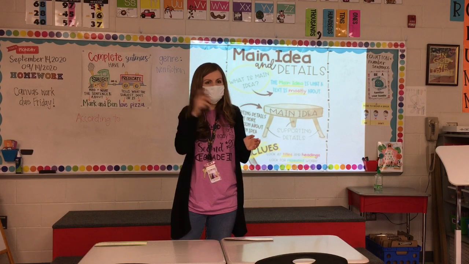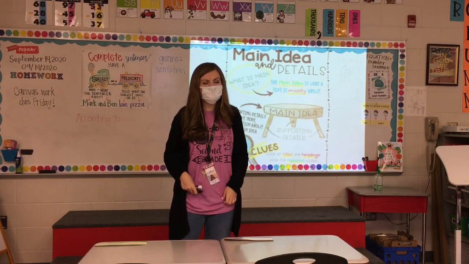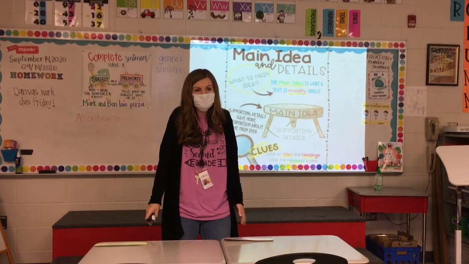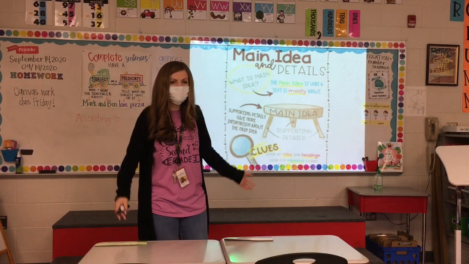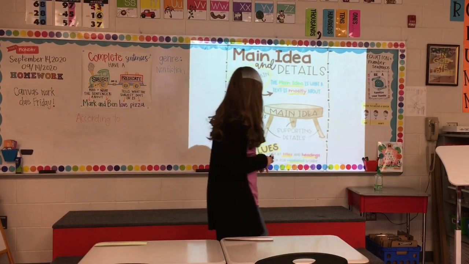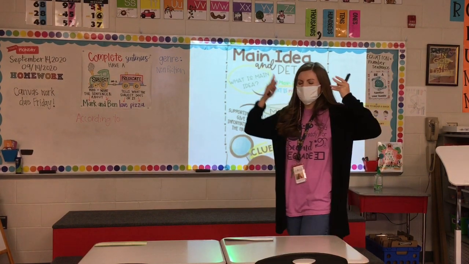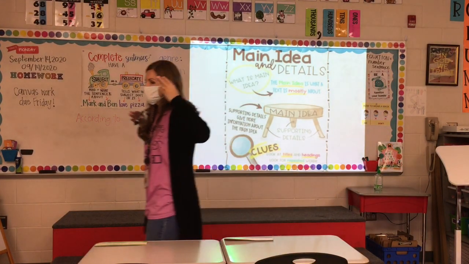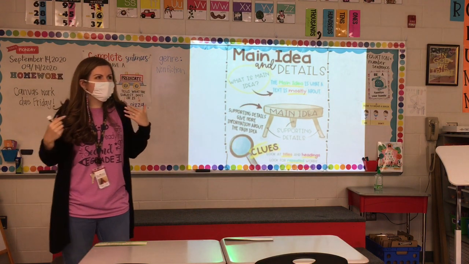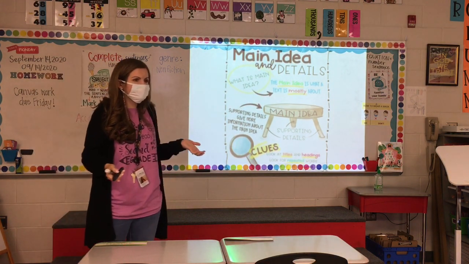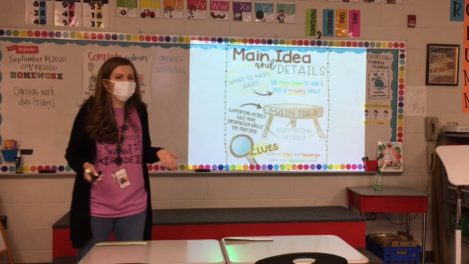What would happen if we didn't have those details? Would it be a chair? No. What would happen when you went to sit on it? You would fall, right? Good. And there are clues. Does anybody remember? Think back to last week. It's been a while. Where could we look to maybe help us figure out what the main idea is when we're looking at a story?